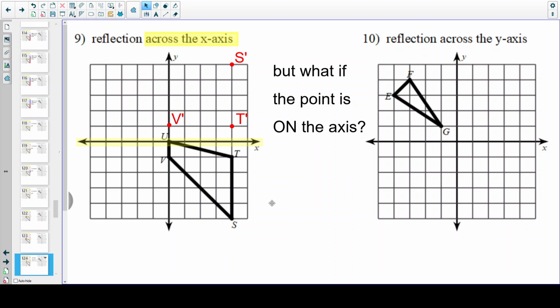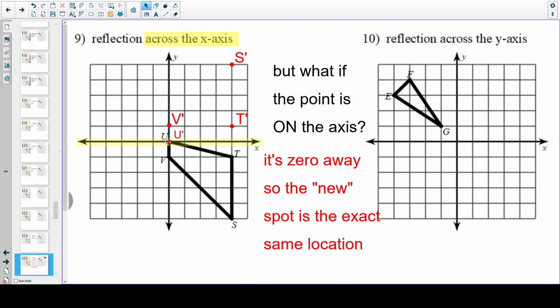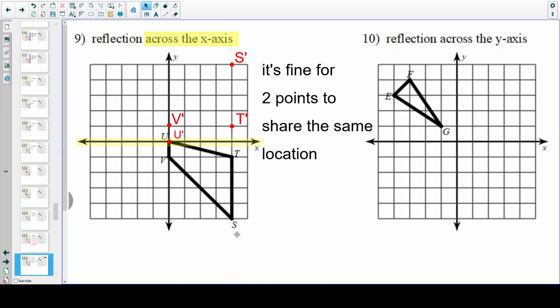Now, this one causes an issue. This U is on the axis. So what do we do with that? Well, we just go ahead and make another point right here, and we say, hey, if U's on it, it's 0 away from the axis. We're just going to make that point just a little bit bigger, and we're going to write U prime somewhere close to it to say, hey, that U and U prime are in the same spot, and that's okay. It's fine for 2 points to share the same location, as long as it's on the line of reflection.